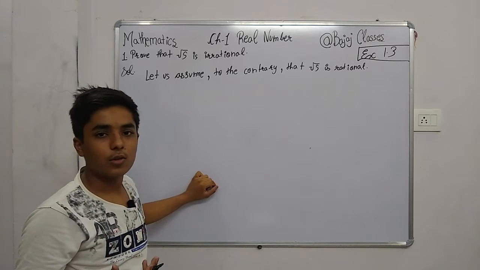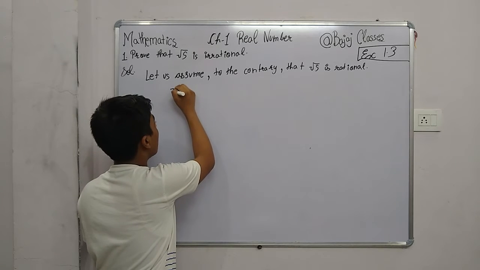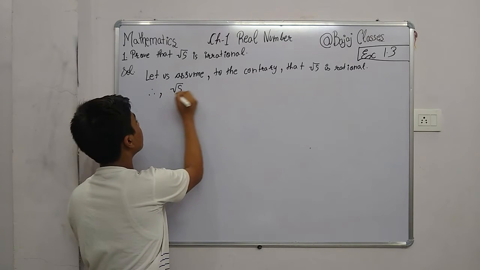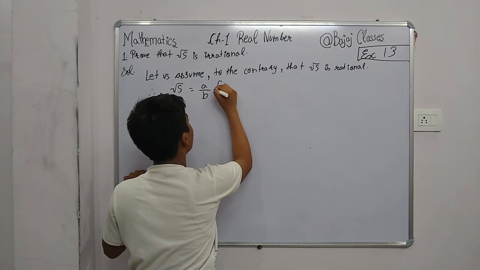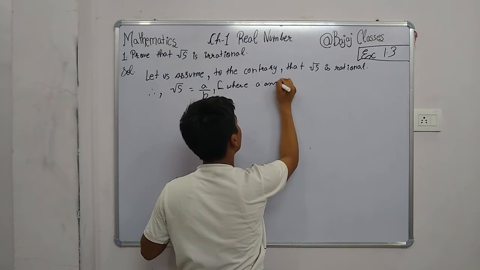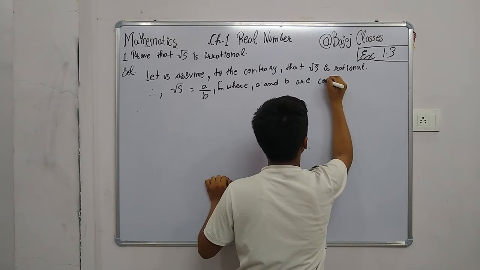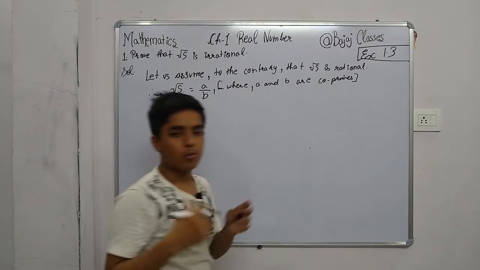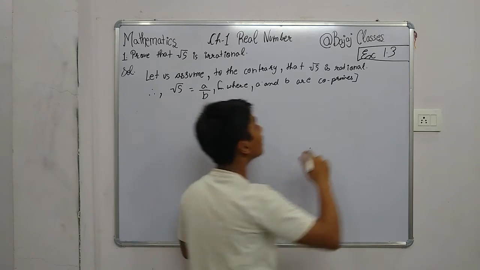Now what will be our next step? Our next step is to find the co-primes. So we will write that therefore under root 5 equals a by b, where a and b are co-primes. What are co-primes? Co-primes are two numbers or more than two numbers which don't have any common factor. So we will write it here separately.